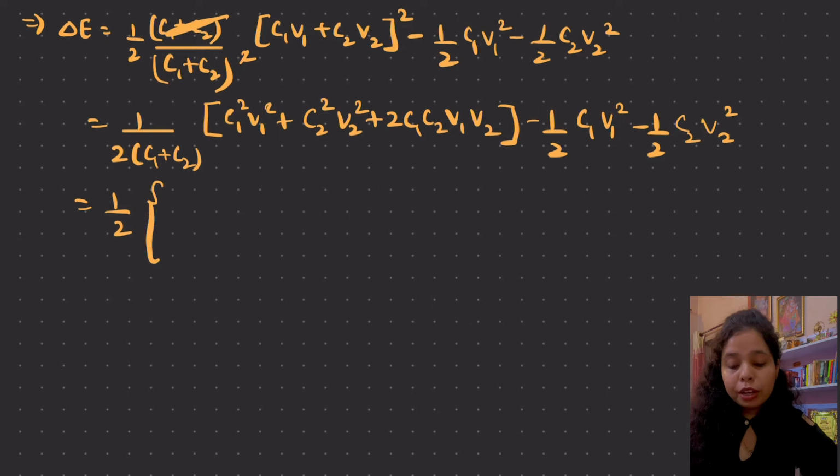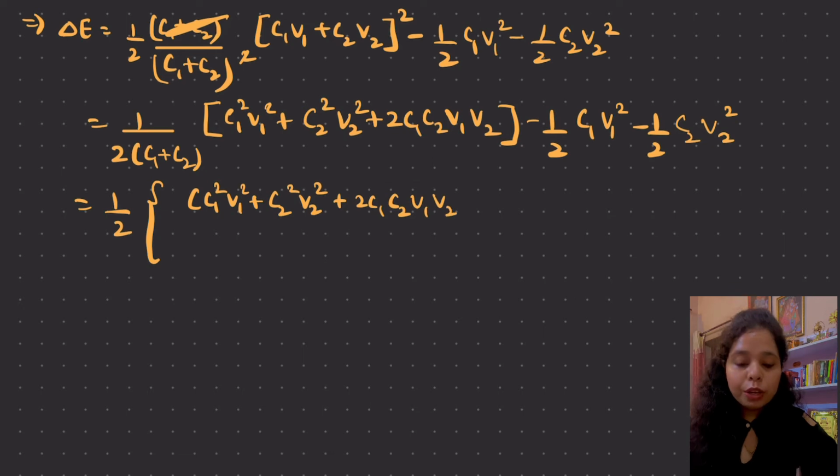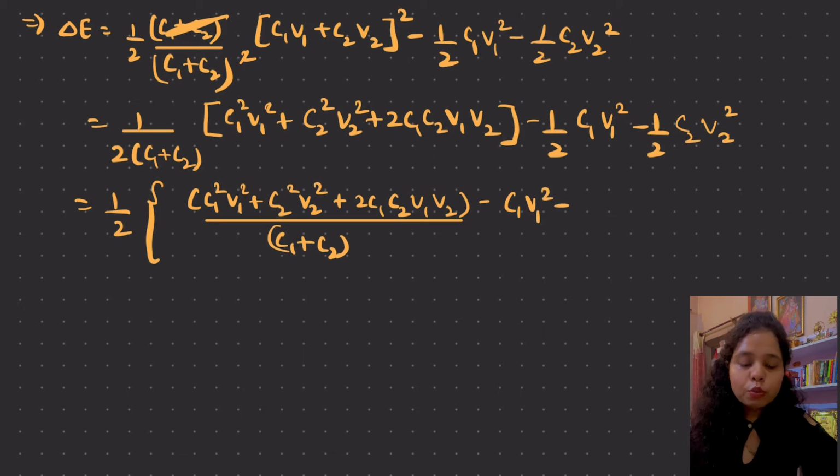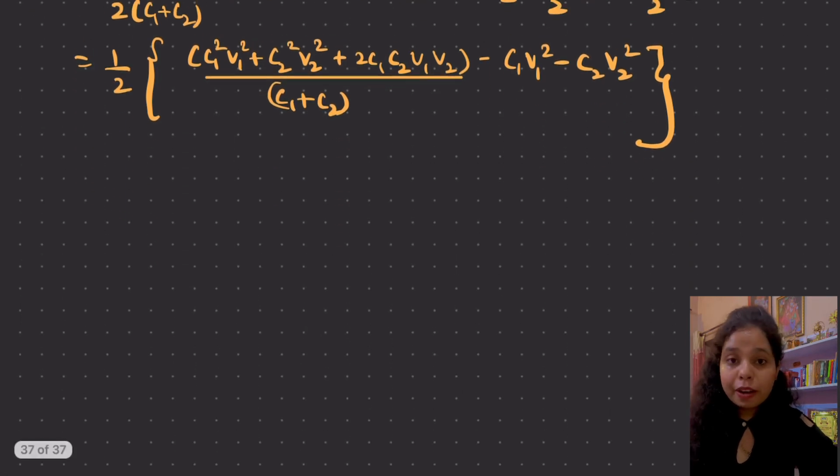So now, taking half common, because all these three terms have half common, we are left with (C1 square V1 square plus C2 square V2 square plus 2 C1 C2 into V1 V2) whole divided by C1 plus C2, minus half is already taken out, so we are left with C1 V1 square minus C2 V2 square, and closing the brackets. It is very important to take care of the brackets, otherwise we can miscalculate the things.